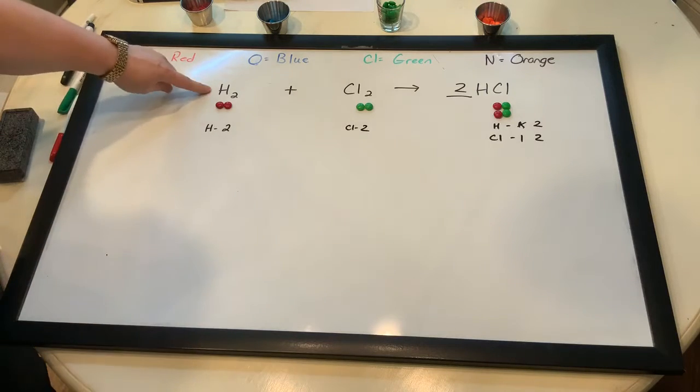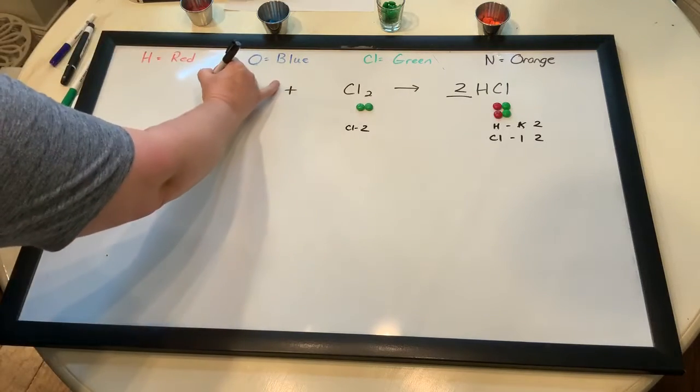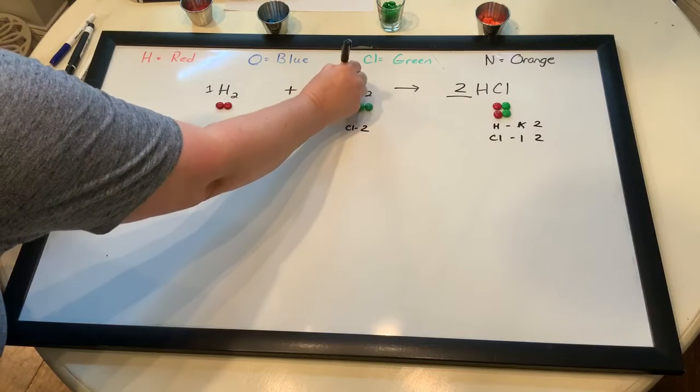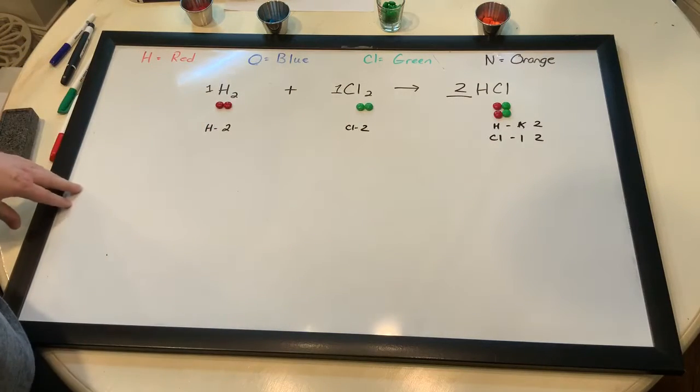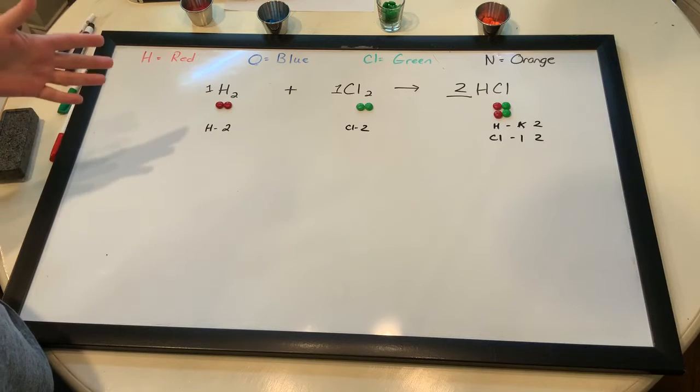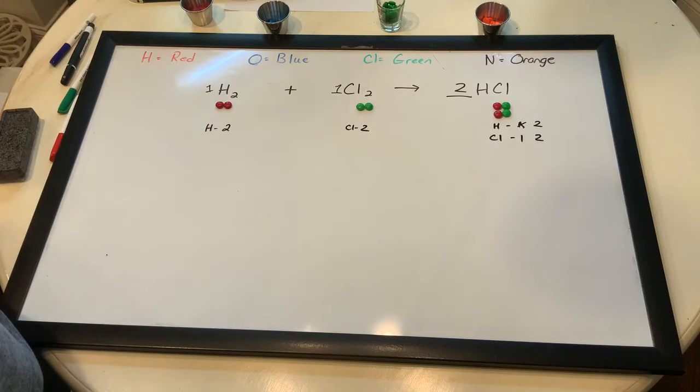Remember, if there's nothing in the front, we assume it's a number 1. But as we talked about before, chemists are very lazy. We're not going to write the number 1. If nothing's there, you assume it's 1. I hope that helps with the first problem.